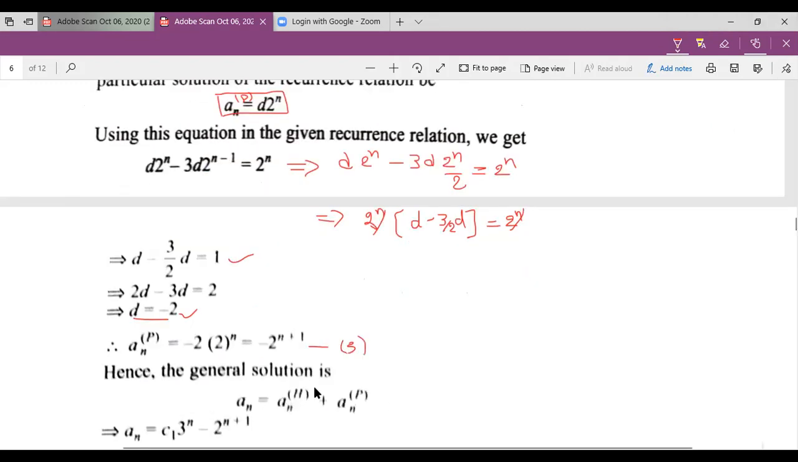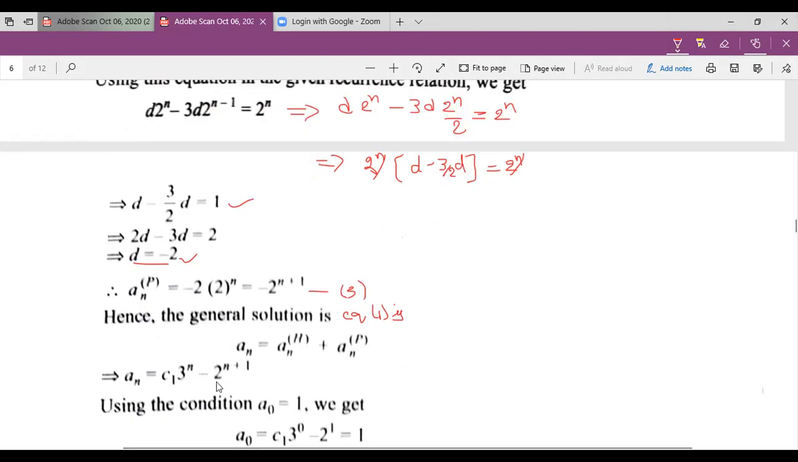Hence the general solution of equation 1 is a_n is equal to a_n^(h) plus a_n^(p). Here a_n^(h) is equal to c1·3^n and a_n^(p) means the particular solution. So the particular solution is minus 2^{n+1}. Now we eliminate the arbitrary constant using the initial condition. So we put n is equal to 0 in equation 4.